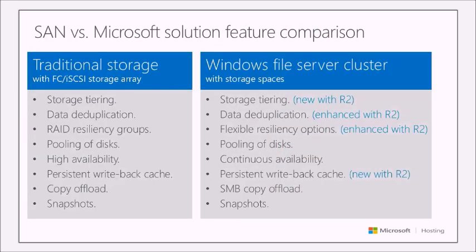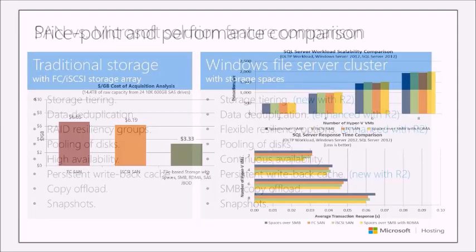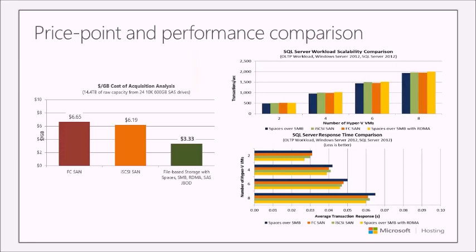When we get all this together, storage tiering, data deduplication, resiliency options, pooling of disks, continuous availability, persistent write-back cache, SMB copy offloads and snapshots, you see that Windows Server then gets into the space of the traditional storage or storage area networks. However, this will benefit from the fact that Windows is a software product that is not dependent on proprietary hardware or proprietary technology to deal with the storage on disks. So costs compared with performance are highly reduced.